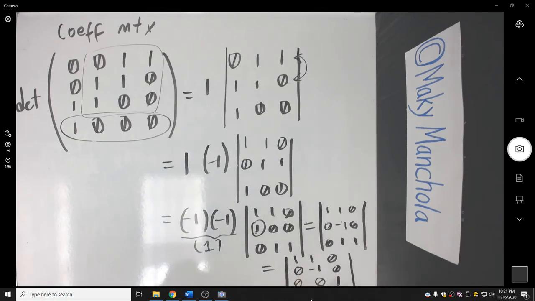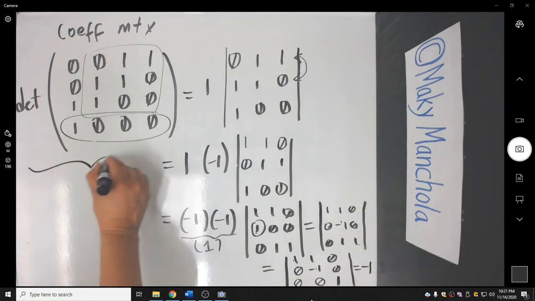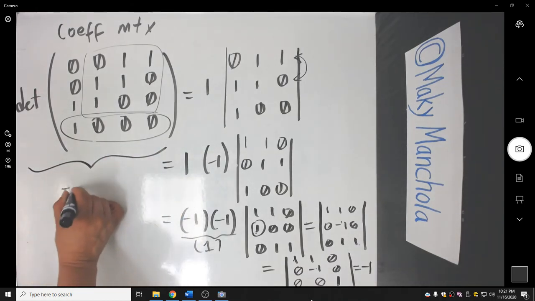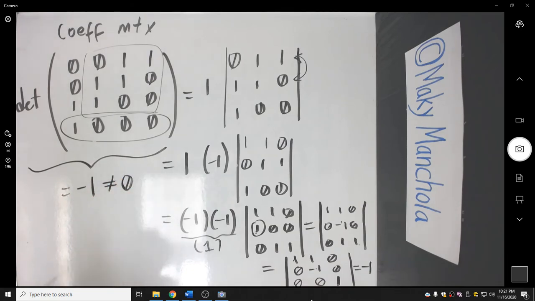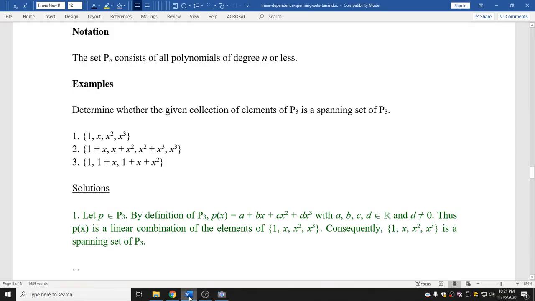This is an upper triangular matrix, so the determinant is simply the product of the diagonal entries, which in this case is -1. So I conclude that the determinant of my coefficient matrix is going to be equal to -1, which is not 0. So that means that there is a solution to our system. We don't exactly know what that solution is. We don't know what c1, c2, c3, c4 equal, but we did determine that there is a unique solution. So we conclude that the collection in number 2 is a spanning set of P3.